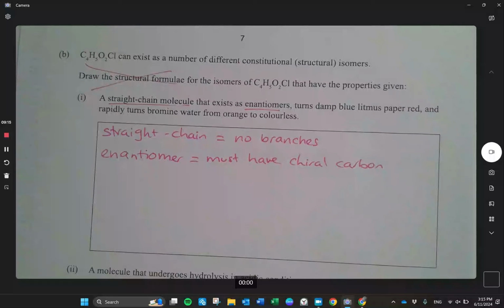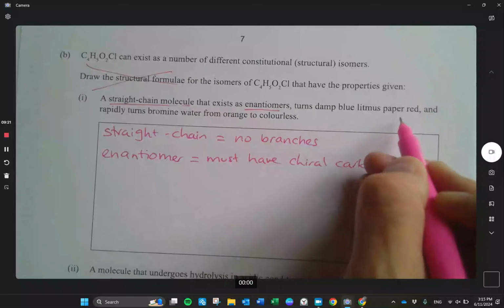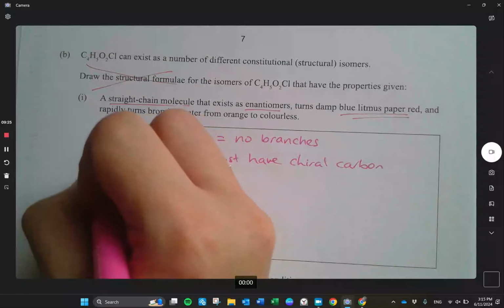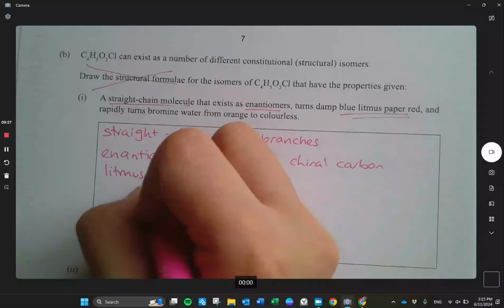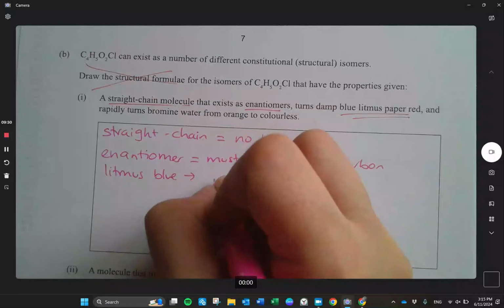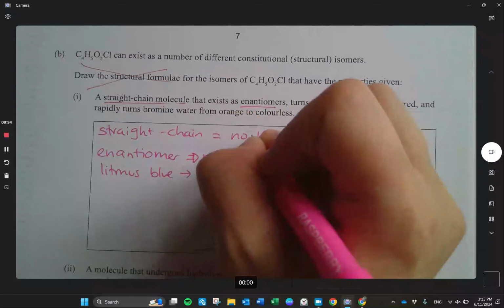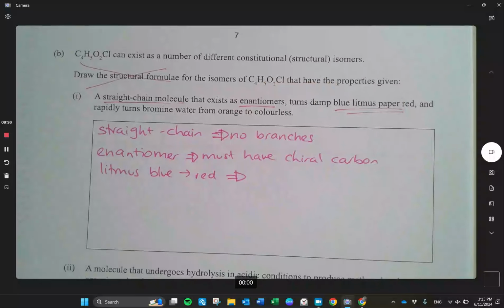Turns damp blue litmus red. So blue litmus turns red. What does that tell us? I'm going to actually draw these as arrows instead of equal signs. This is why we got these guys memorized. Blue to red. What functional group would do that?